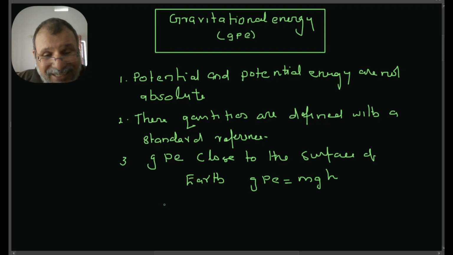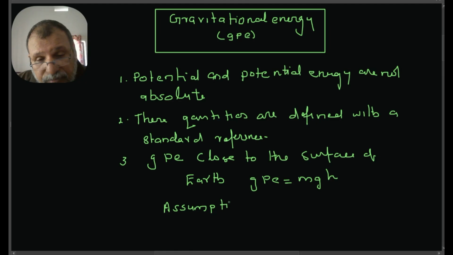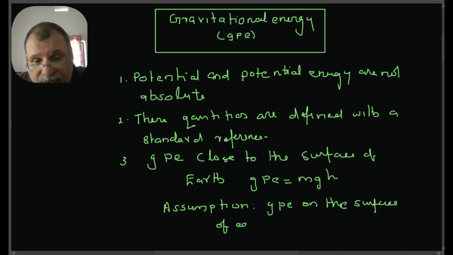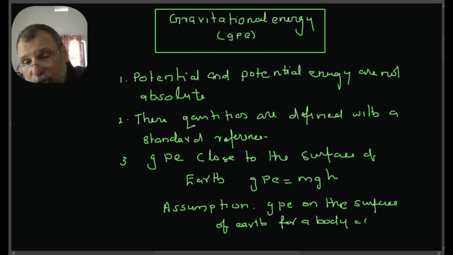So the assumption, because this is the reference point you fix, is that the gravitational potential energy on the surface of the Earth for a body is equal to 0. So the standard reference is the surface of the Earth.